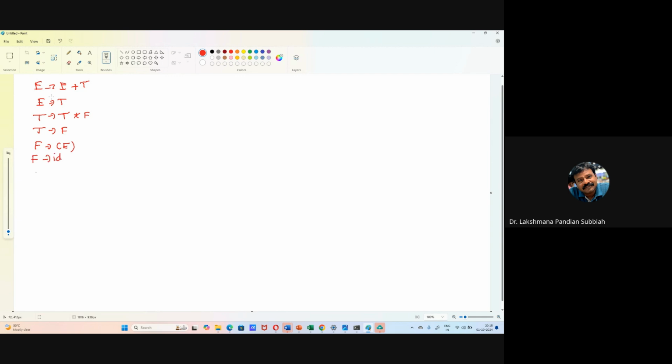Okay. In operator precedence parsing, we have to do only the operator grammar. What do you mean by operator grammar? The one point is, there is no epsilon production.